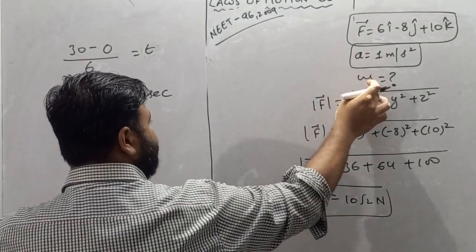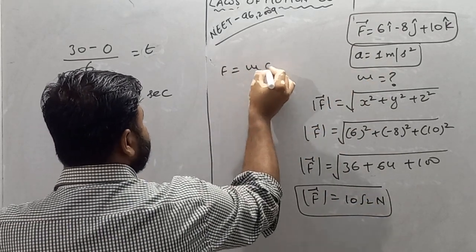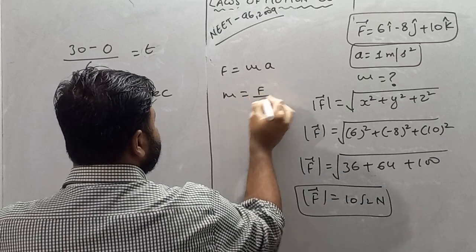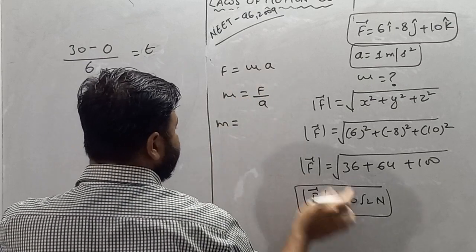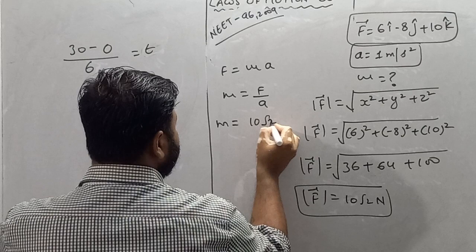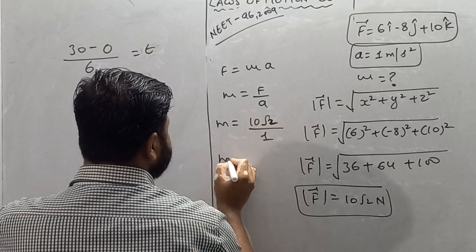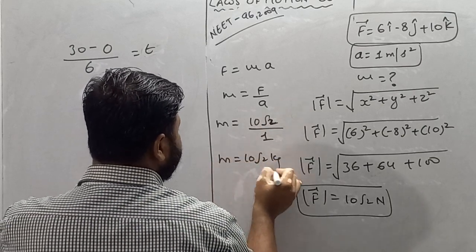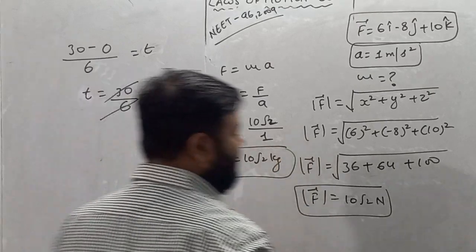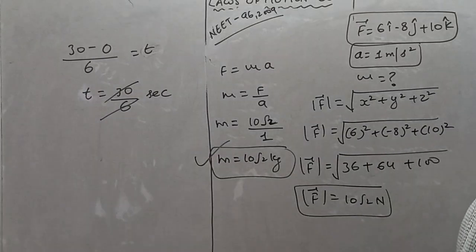Now acceleration is given, so F is equal to ma, so m is equal to F by a. Force is 10 root 2 divided by acceleration, so 10 root 2 kg is the mass of the body.